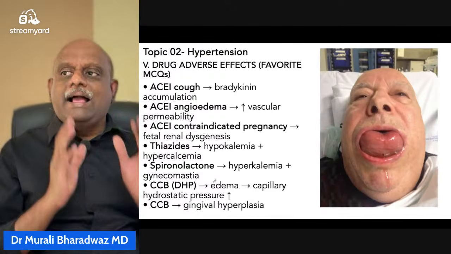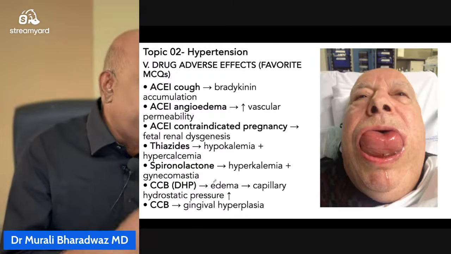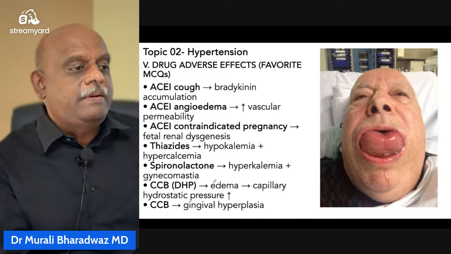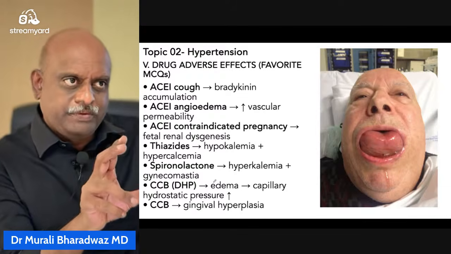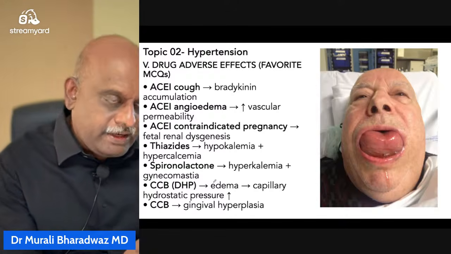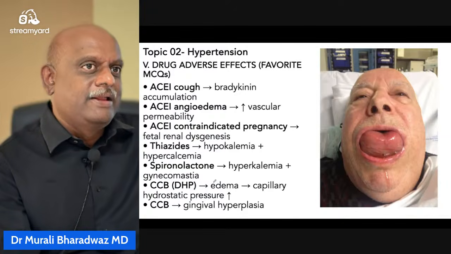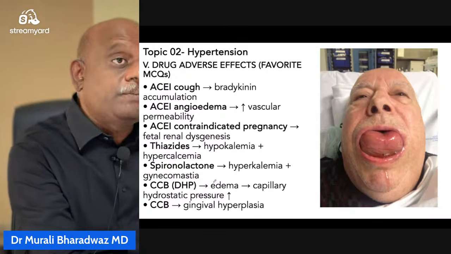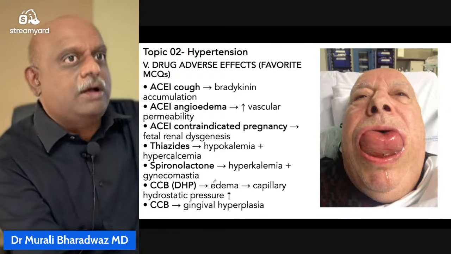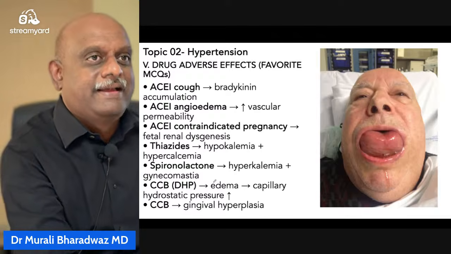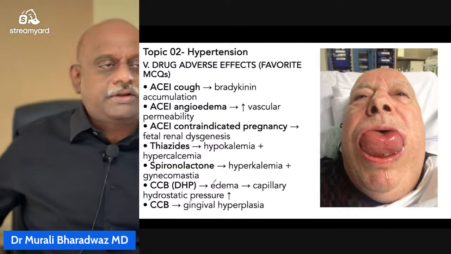Now, some important classical adverse effects. ACE inhibitors are known to lead to cough. Why? ACE inhibitor is inhibiting angiotensin converting enzyme, which converts angiotensin 1 into 2. The same converting enzyme is required to break down bradykinin. If you block the converting enzyme, you are also preventing bradykinin from being metabolized. So increased bradykinin leads to bronchoconstriction, leading to dry cough. That problem is not there with ARBs, angiotensin receptor blockers.